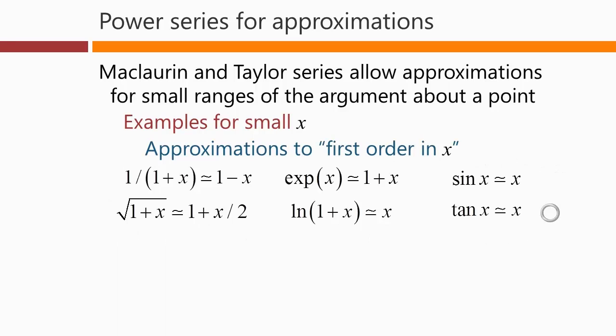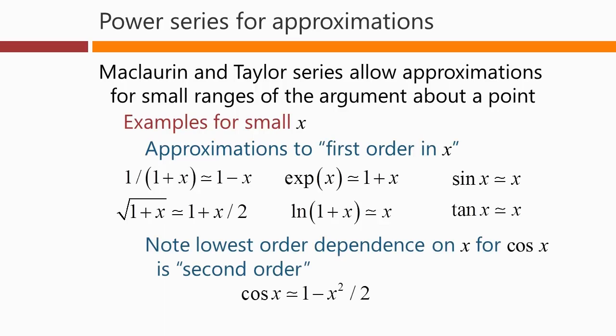approximations to the functions. Note incidentally that cos of x is an example of something where the lowest order of approximation, at least the one that depends on x, is not first order. The lowest non-zero order is actually second order. So the lowest order approximation to cosine of x that actually depends upon x is 1 minus x squared over 2.